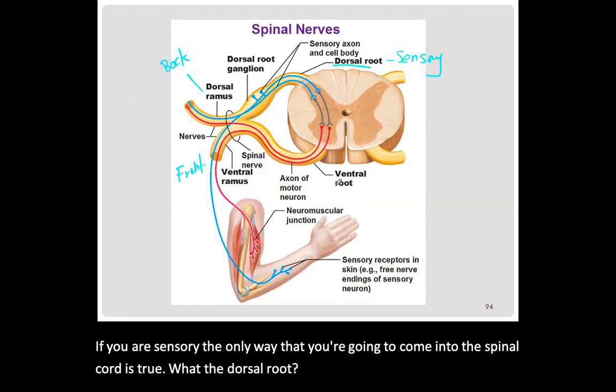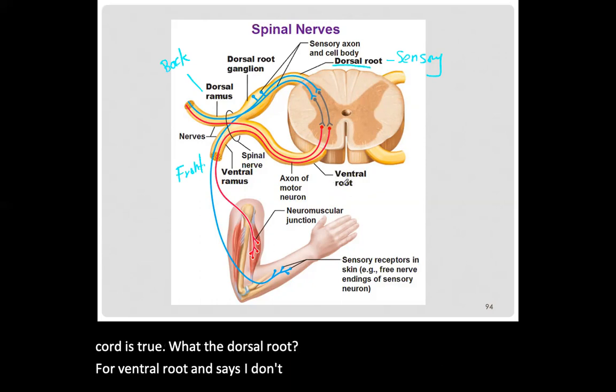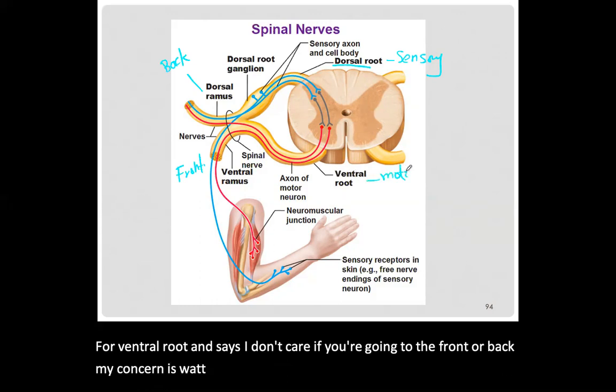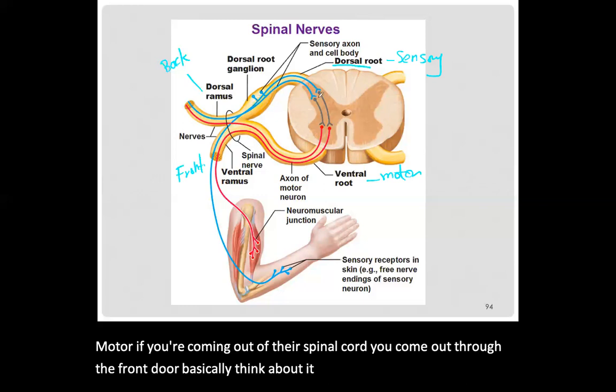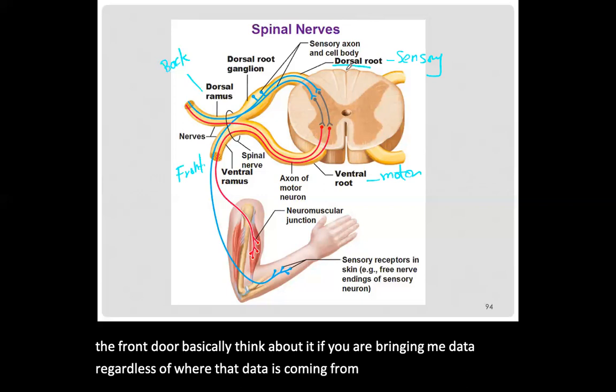For ventral root, it says, I don't care if you're going to the front or back. My concern is, is your data motor? If you're coming out of the spinal cord, you come out through the front door, basically. Think about it. If you are bringing me data, regardless of where that data is coming from, you're coming through the dorsal root.